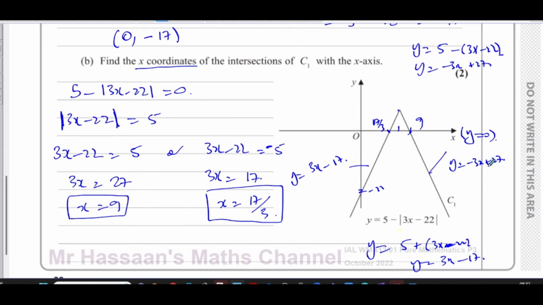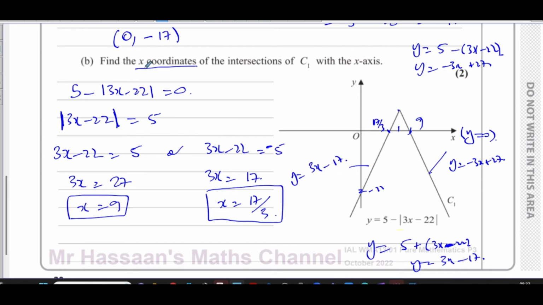So when does this equal 0? When does this hit the x-axis? When y is 0. When y is 0, you're going to have 3x equals 27, x equals 9, which is what we got. And when y equals 0 here, you have 3x equals 17. So x is equal to 17 over 3, which is what we got there.